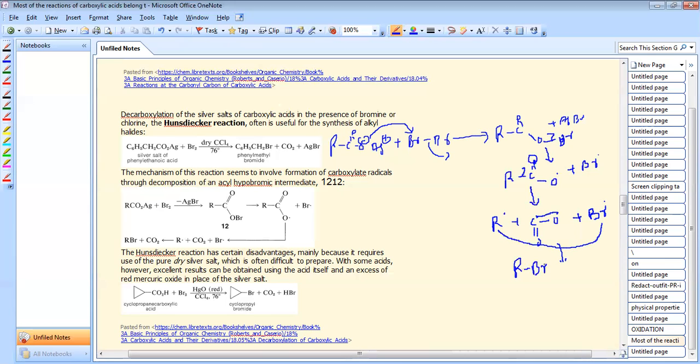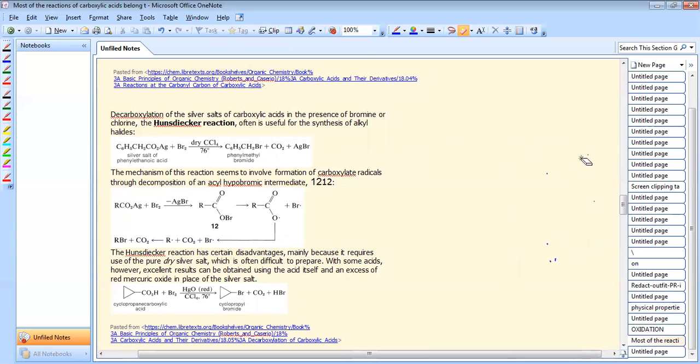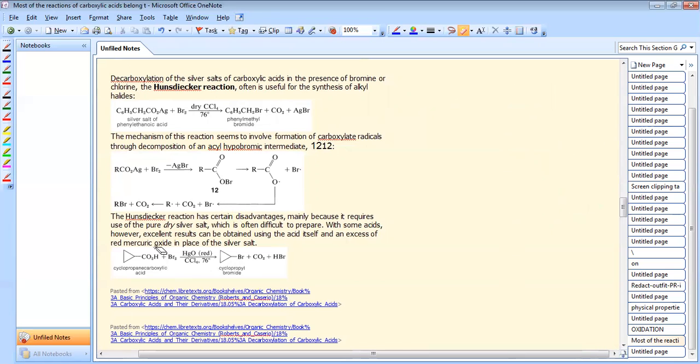So this is the mechanism of how the silver salt of carboxylate is converted into the corresponding bromide. Which reaction is this? Hunsdiecker. This reaction was proposed by Hunsdiecker, so it is named after Hunsdiecker. In this reaction, what have we done? We have removed carbon dioxide. So these are some examples.